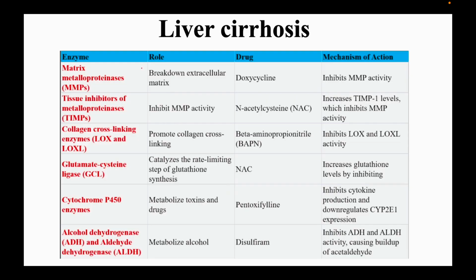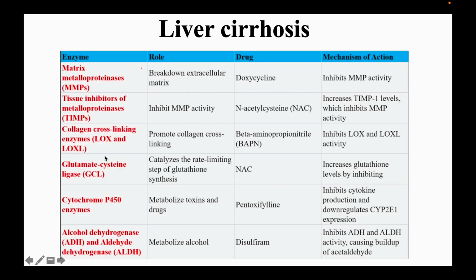Then we have tissue inhibitors of metalloproteinases. N-acetyl cysteine is the drug that will act on this; it increases the TIMP1 levels, which inhibit the MMP activity indirectly.